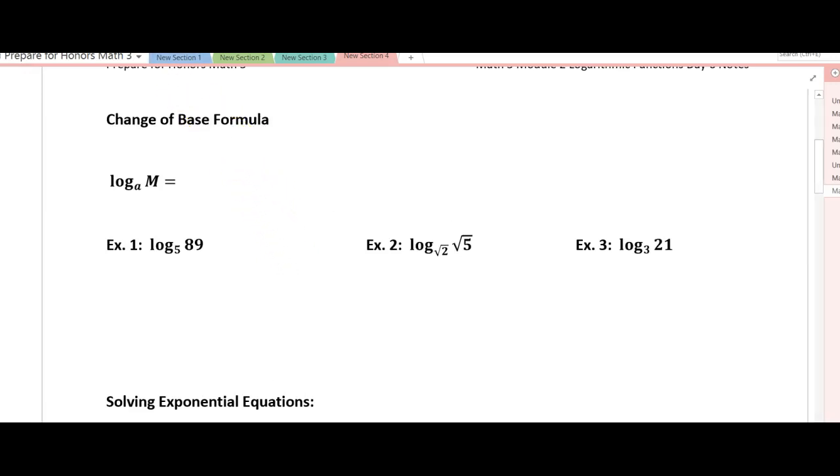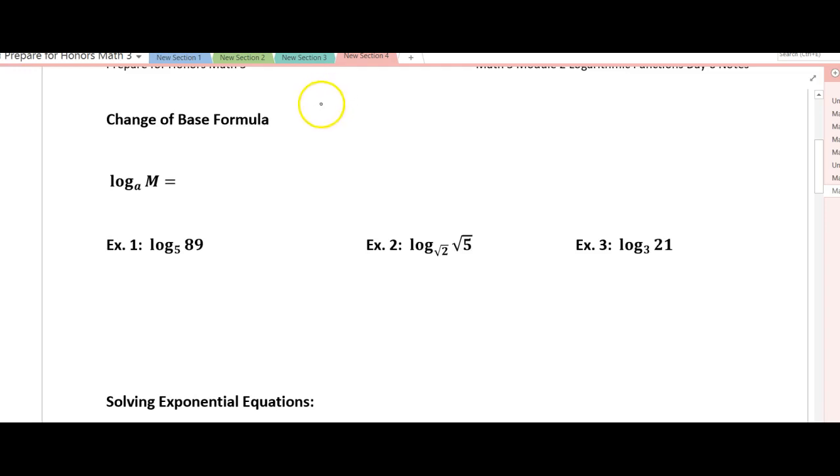All right, day 6 notes is basically solving exponential equations with and without logarithms. Before we get into that, we have to talk about two things. One, change of base formula, and how logarithms are the inverse operations of getting rid of bases and exponents, and vice versa.